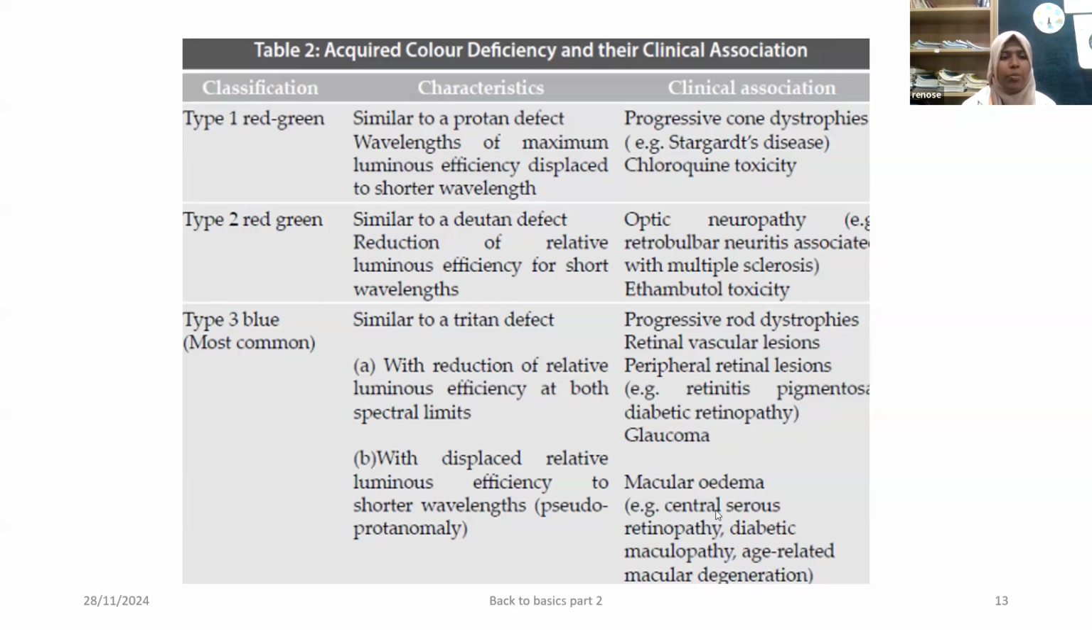Toxicity. And type 3, blue, most common, similar to the tritan defect, with a reduction of relative luminous efficiency at both spectral limits, with the displaced retinal luminance effects to shorter wavelength. Clinical association: progressive rod disturbance, retinal vascular lesions, and peripheral retinal lesions. Examples: retinitis pigmentosa, diabetic retinopathy, and glaucoma. Macular edema. Examples: central serous retinopathy, diabetic maculopathy, age-related macular degeneration.